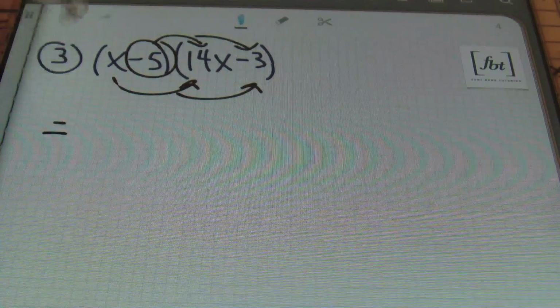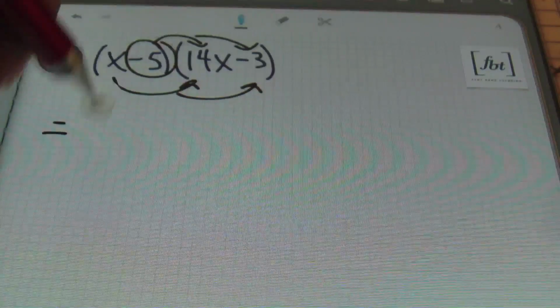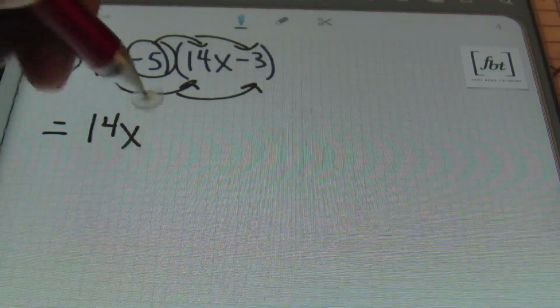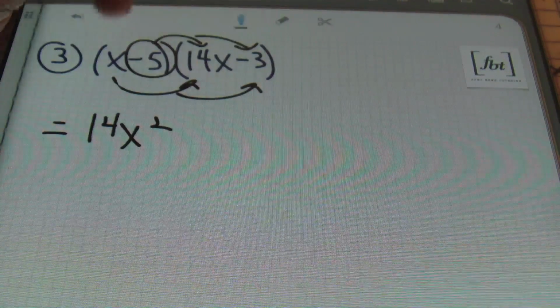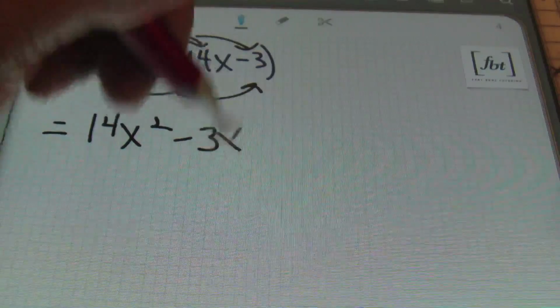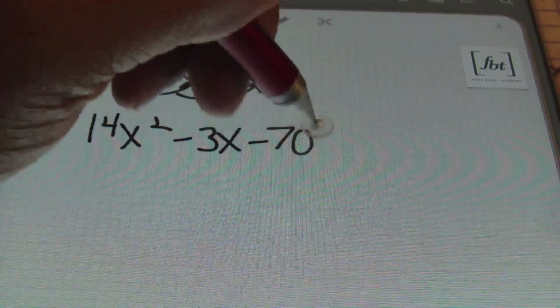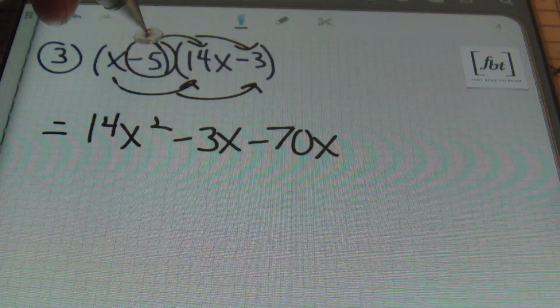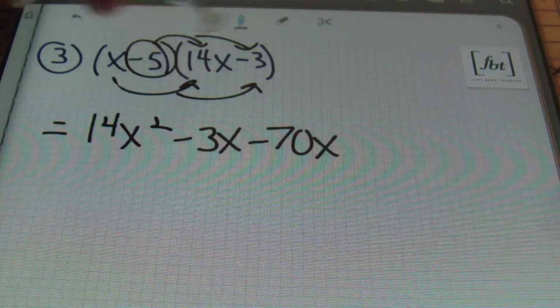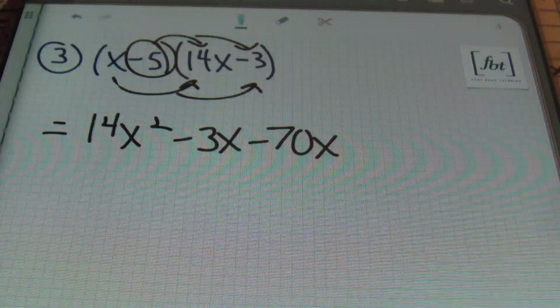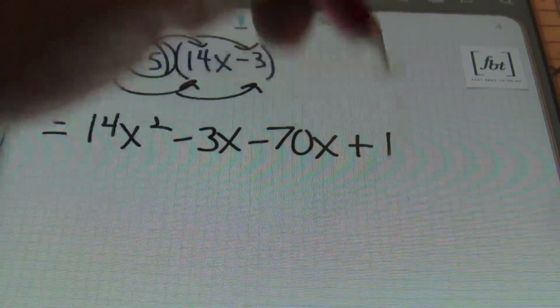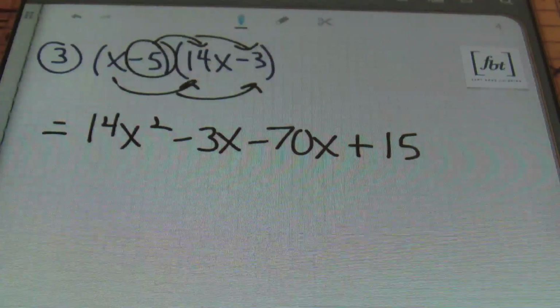Okay, so here we are. I'm going to multiply x times 14x. That gives me 14x squared. I have x times negative 3, which is negative 3x. Next, we have negative 5 times 14x, which is negative 70x. And I also have negative 5 times negative 3. Remember that a negative times a negative is a positive. So I'll end up with a positive 15 as that last term.